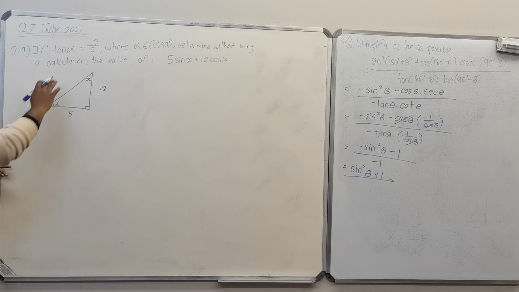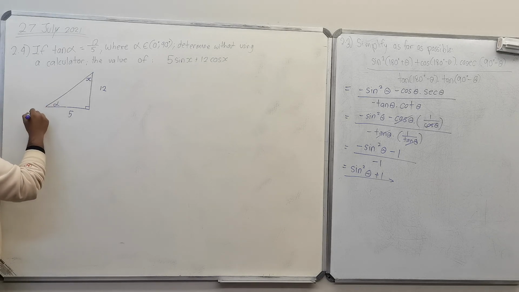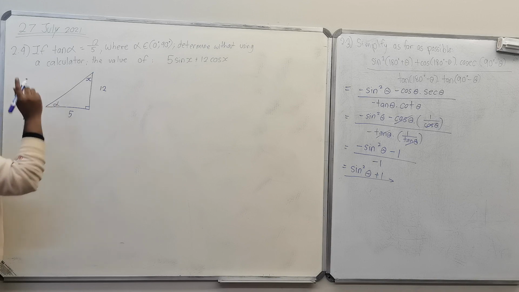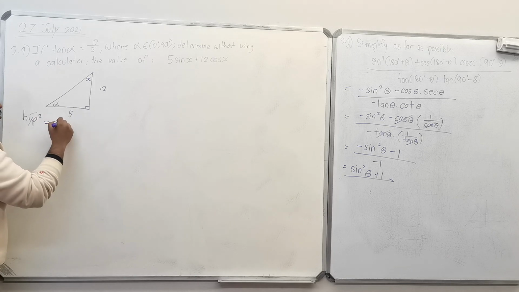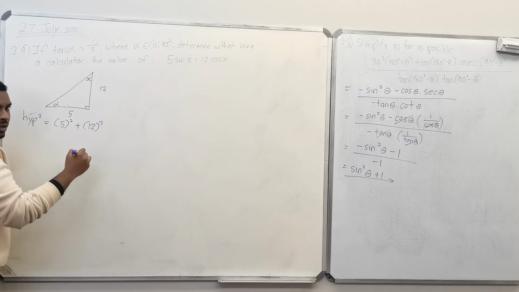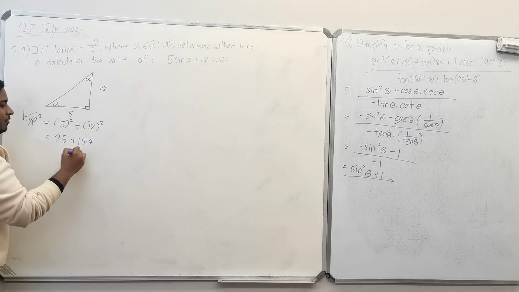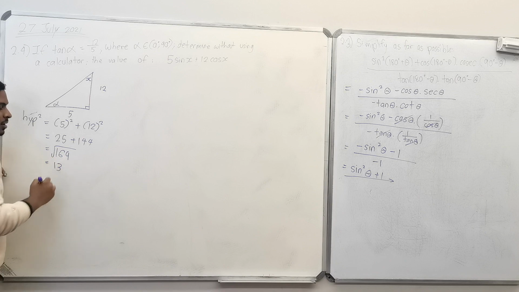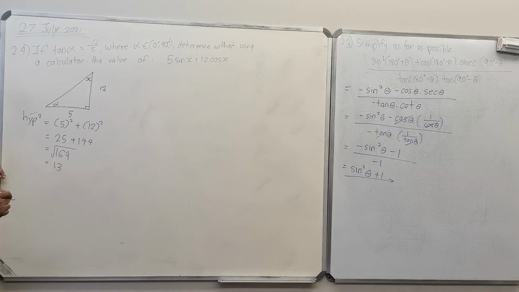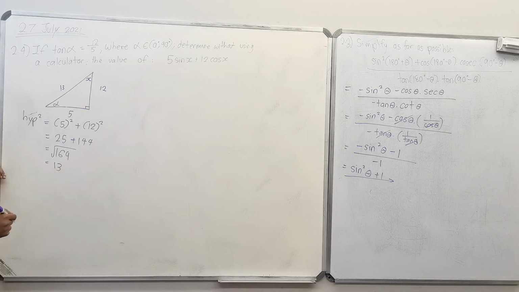Now the first thing we need to do is solve for the hypotenuse. So I'm just going to say r squared or hypotenuse squared, remember, without the use of a calculator, is equal to 5 squared plus 12 squared. 5 squared is 25 and 12 squared is 144. If you add those two numbers, what do you get? 169. And if you square root it, 13. So now this here is 13.